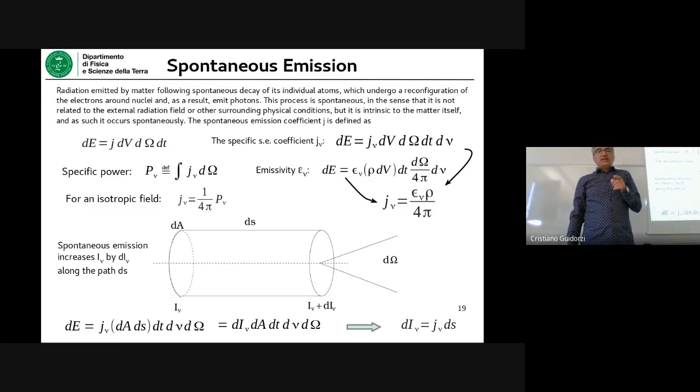It's also worth paying attention to the units of measure. You see, I is energy, so dI is energy per unit surface. J is energy per unit volume. So to move from J, which is energy per unit volume, to energy per unit surface, you have to multiply by a length, which is exactly ds. So dimensional analysis is helpful also in this.